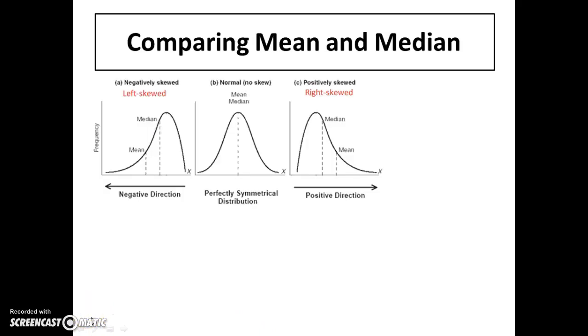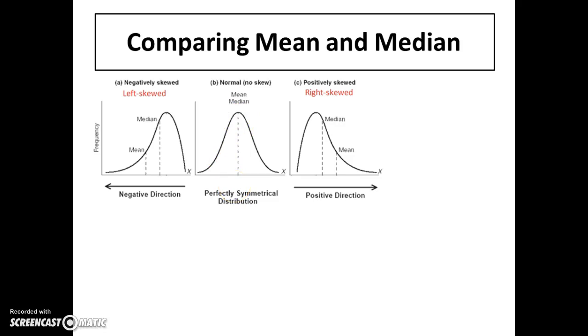On the AP exam, you are going to be asked to make conclusions about the mean and median given different types of data sets. So if you have a data set that is perfectly symmetrical, or a real-world data set that's approximately symmetrical, the mean and median are the same. They are right in the middle of the distribution.